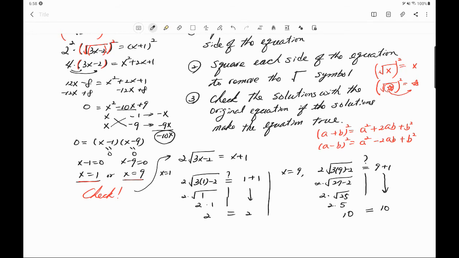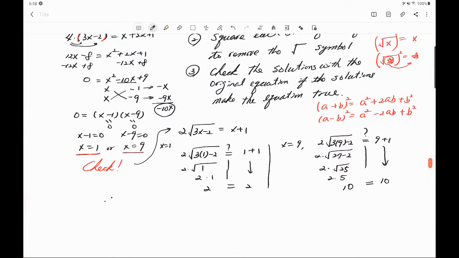So they are equal. So since both values 1 and 9 satisfy the original equation, we can say that the solutions are what? Solutions are 1 and 9.